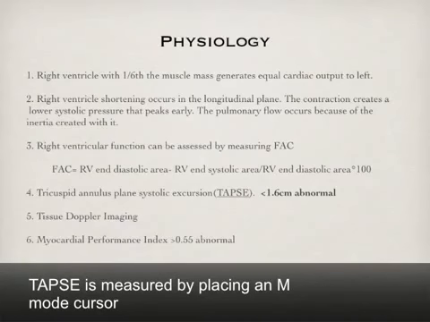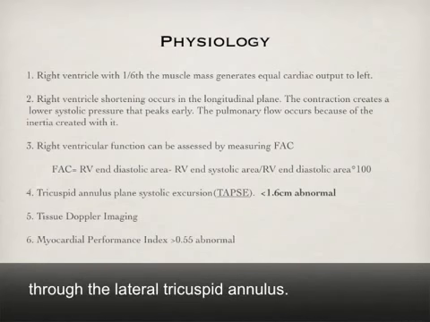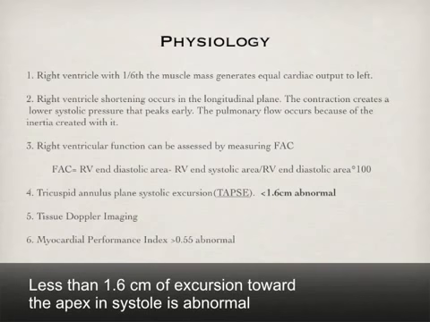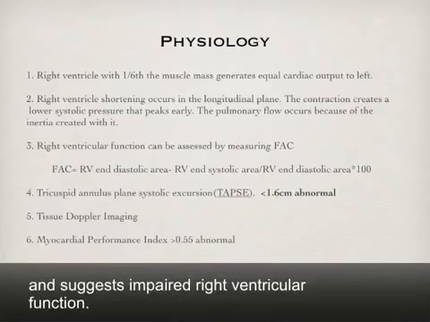Tricuspid annulus plane systolic excursion, or TAPSE, is measured by placing an M-mode cursor through the lateral tricuspid annulus. Less than 1.6 centimeters of excursion toward the apex in systole is abnormal and suggests impaired right ventricular function.